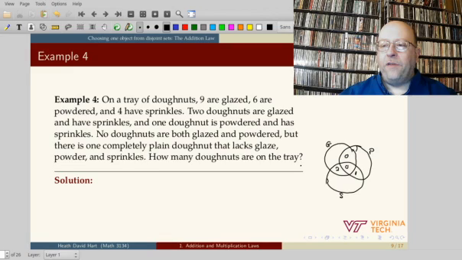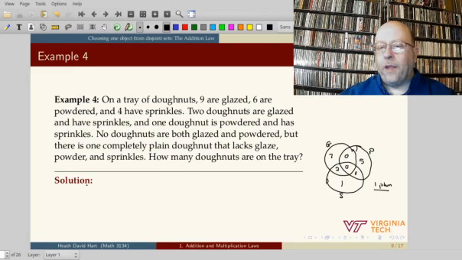There are 6 powdered donuts, and 1 of them has been listed here. So there's 5 more up here. 4 donuts have sprinkles, and 3 of them are already accounted for up here. So there is just 1 more that has sprinkles. And then there is 1 plain donut that is not in any of these circles.